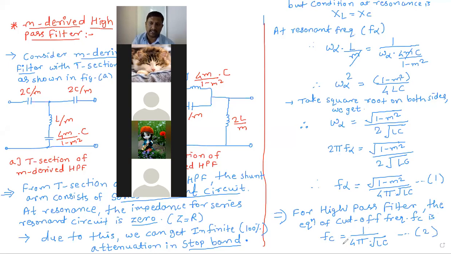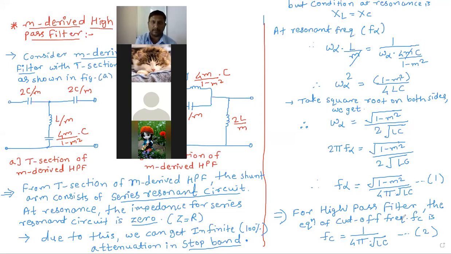So put second equation in the first. Put second in first. So 1 upon 4 pi into under root LC is replaced by FC. So f alpha becomes, f alpha is equal to under root 1 minus m square into FC. From that you can get the value of f alpha and FC, and in terms of that, you can get the expression of m. So equations 1 and 2 you can remember.